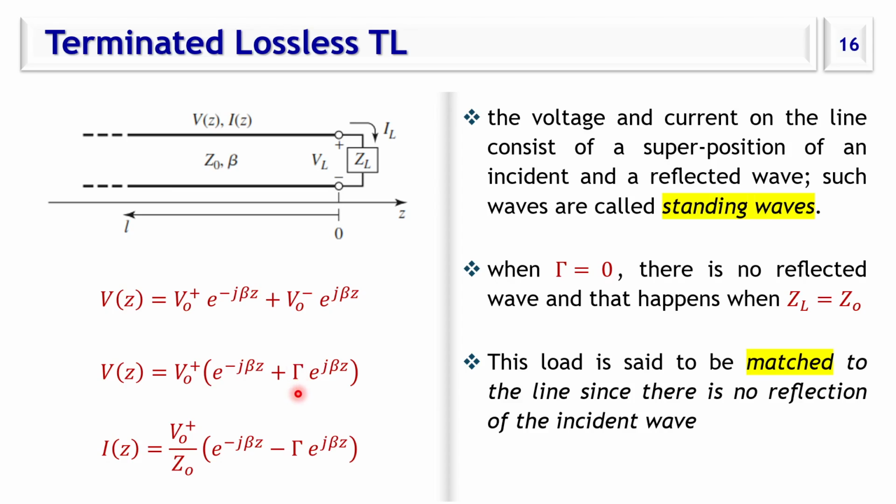If there is no reflection, it means that ZL equals Z naught, and we say that the load is matched to the transmission line. If gamma equals 0, it means that ZL equals Z naught, and in this case it's called a matched load.